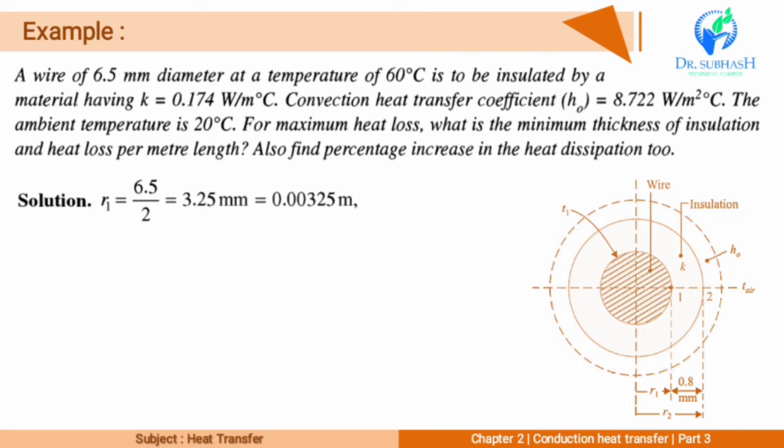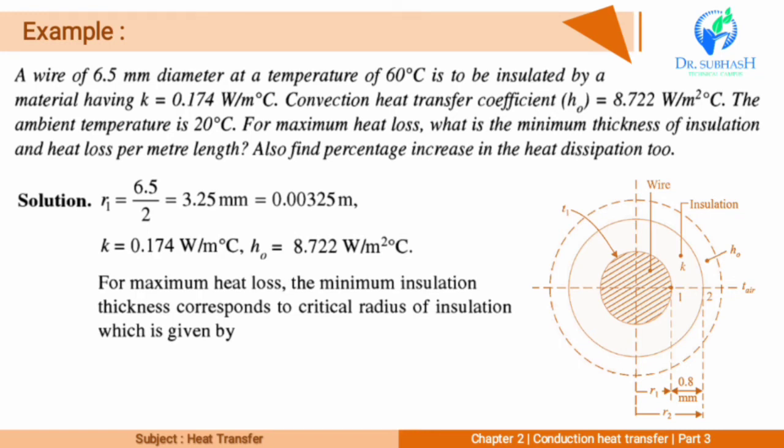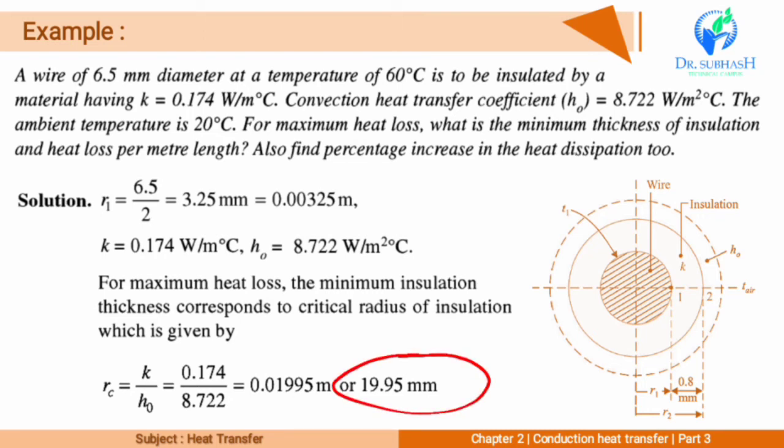Let's start with the given data. Here R1 is 6.5 divided by 2, that is 3.25 mm, converted into meters, 0.00325 meter. Conductivity is 0.174 watt per meter degree centigrade, and the convective heat transfer coefficient Ho is 8.722 watt per meter square degree centigrade. For maximum heat loss, the minimum insulation thickness corresponds to the critical radius of insulation, which is given by the equation Rc equal to K by Ho. Considering here the cylinder, and putting the values of K and Ho, we get the critical radius as 19.95 mm.